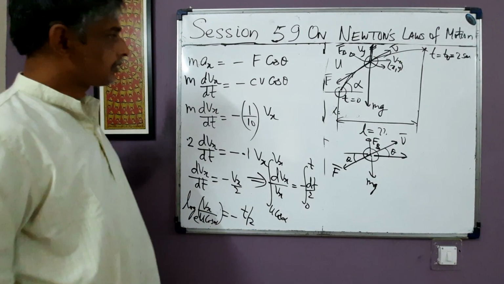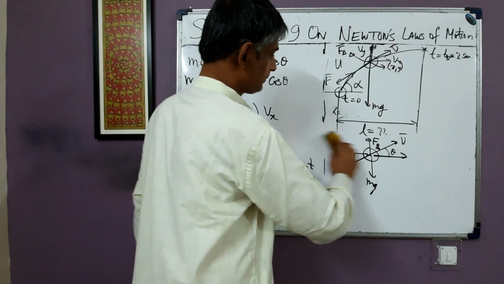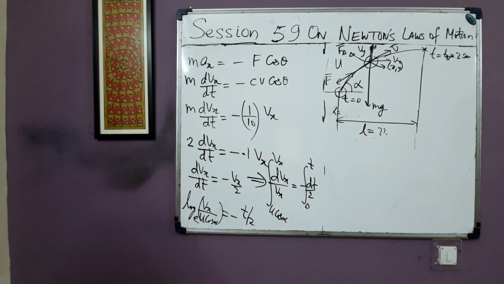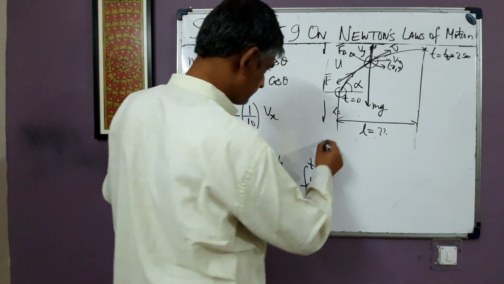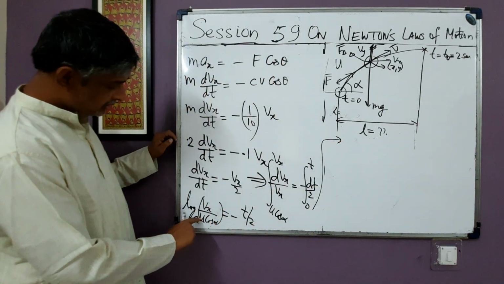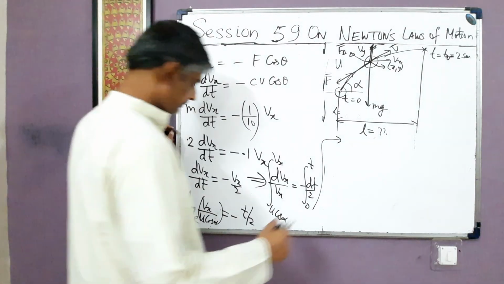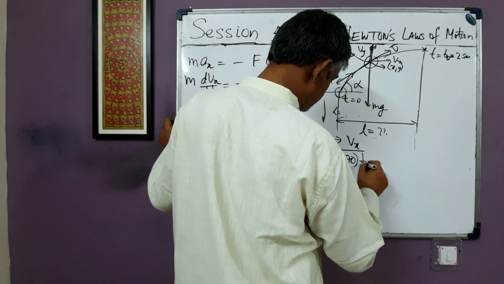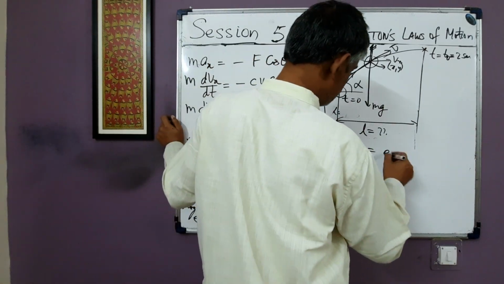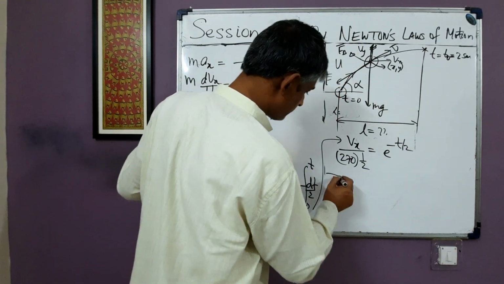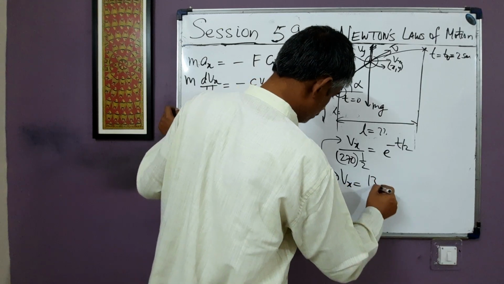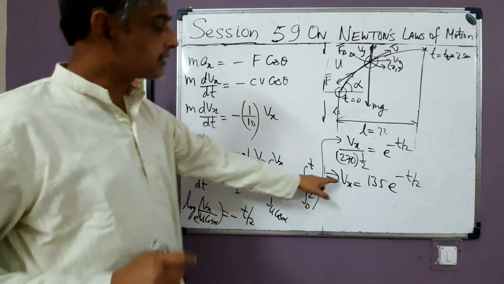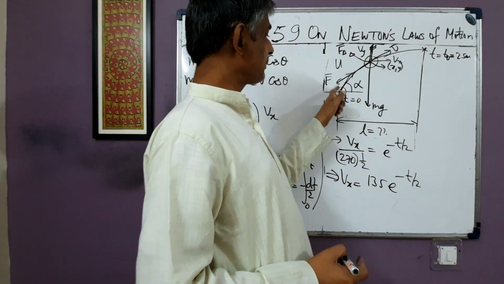So what do we get here? U cos alpha becomes 270 cos 60 degrees. From this we see Vx by 270 cos 60 degrees, which is half, is equal to e to the power minus t by 2. This means Vx is equal to 135 e to the power minus t by 2. This is the x component of velocity of the projectile t seconds after projection.